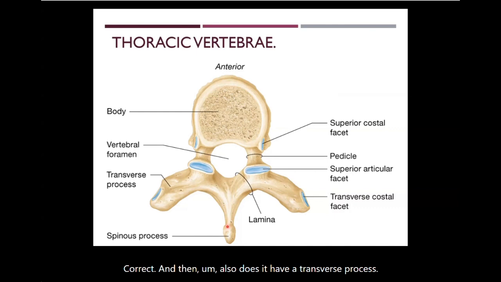And then also, does it have a transverse process? Yes. What did we say about transverse process and the thoracic vertebra? What is it going to have on it? Facets, right? These are called transverse costal facets. Everyone, the term costal means pertaining to the ribs, okay?